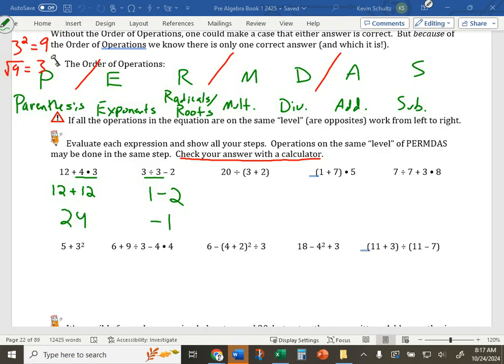Okay. Let's go to one that's a little more challenging. Perhaps that middle one in the bottom row, that 6 minus, in parentheses, 4 plus 2 squared divided by 3. That's got a lot going on there. Wow. What do we got to do first? 4 plus 2. Jimena. 3 plus 2. We're doing this one here. The middle one in the bottom row. Do the 4 plus 2.